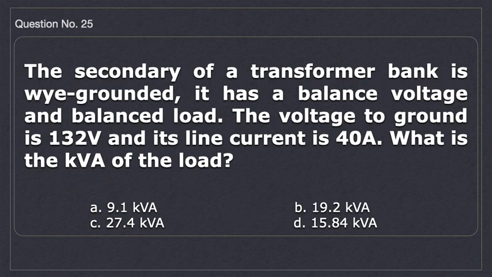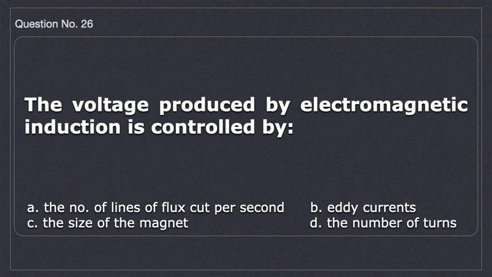Question number 25. The secondary of a transformer bank is Y-grounded. It has a balanced voltage and balanced load. The voltage to ground is 132 volts, and its line current is 40 amperes. What is the kVA of the load? A. 9.1 kVA, B. 19.2 kVA. C. 27.4 kVA, D. 15.84 kVA. Answer D. 15.84 kVA.